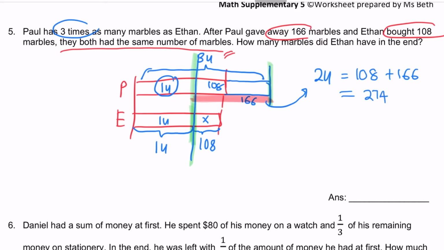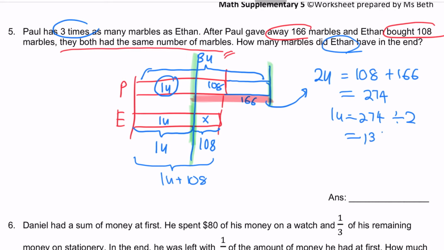274. Now they want to find out how many marbles Ethan had in the end, which is this entire thing, which is 1 unit plus 108. So we have to find 1 unit. 1 unit is equal to 274 divided by 2. I get 137.